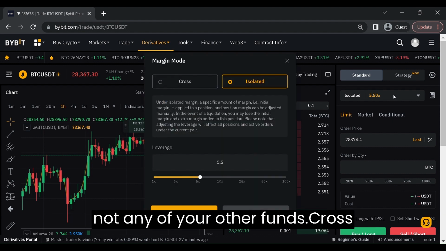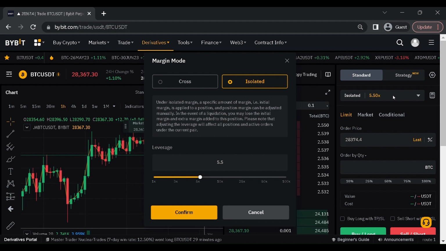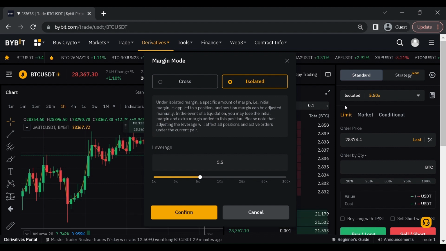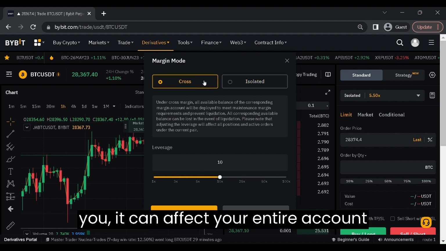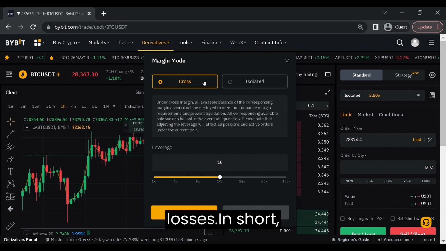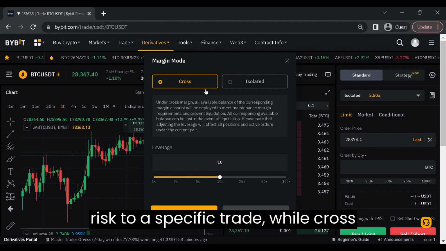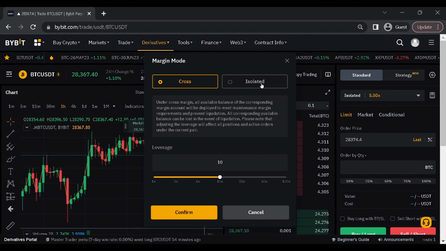Cross margin, on the other hand, uses all the funds in your trading account to cover your margin requirements. This means that if one trade goes against you, it can affect your entire account balance and potentially lead to greater losses. In short, isolated margin is a way to limit your risk to a specific trade, while cross margin puts all your funds at risk for all trades.